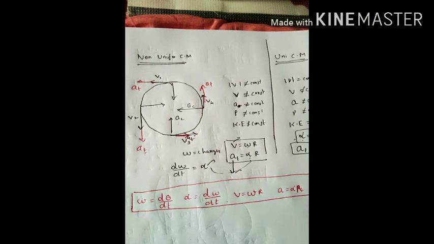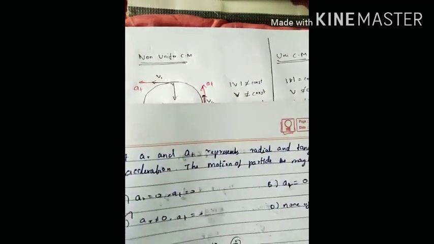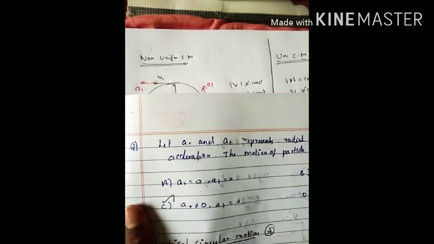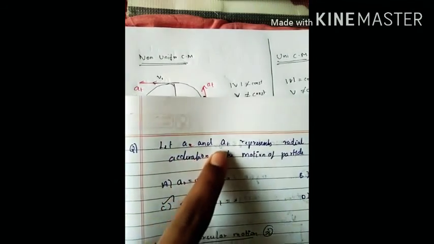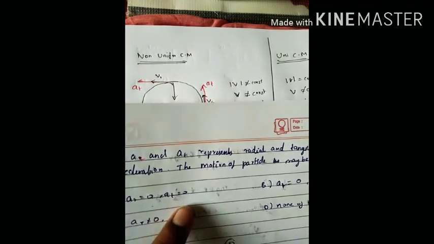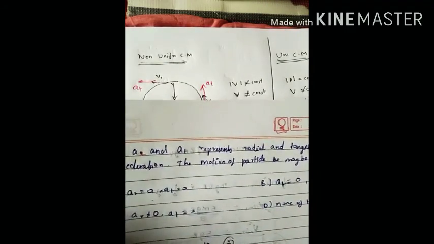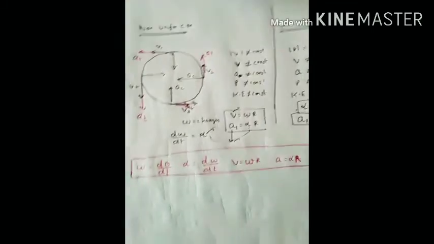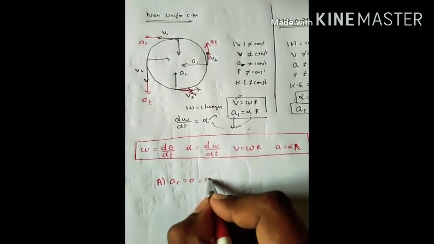Let's ask one question. We can end this session with a question. Let a_r represent centrifugal acceleration and a_t tangential acceleration, the radial and tangential acceleration. The motion of the particle may be circular in which case? I am just giving you the cases. First case, option A: centrifugal acceleration equal to 0, a_t equal to 0.